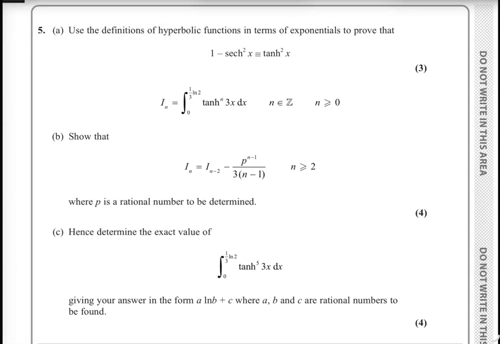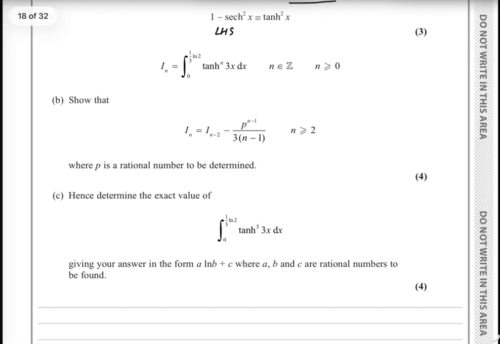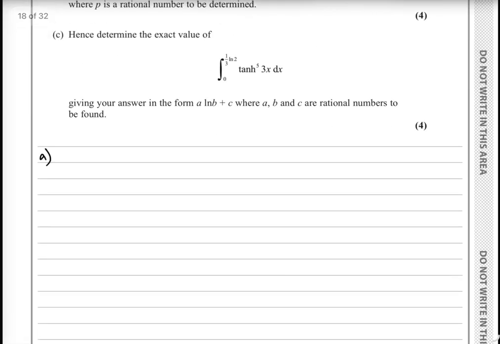Moving on to question 5. Use the definitions of hyperbolic functions in terms of exponentials to prove that this is true. So I'll start with the left-hand side and try and make it look like the right-hand side. 1 minus sec squared x. Turn that first of all into 1 over cosh squared x.